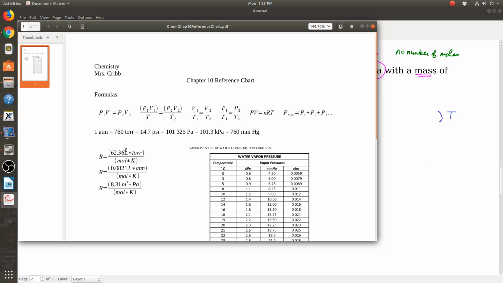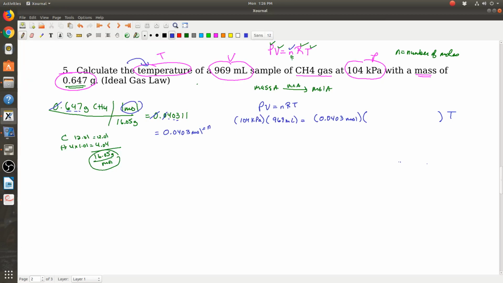I'm going to convert my milliliters to liters and my kilopascals to torr, and then I'll be able to use this R value. Now that's a little bit more complicated than you normally do, but I wanted to show you that it's possible, okay? So please follow along. All right, so instead of using kilopascals, I'm going to convert those to torr. So 104 kilopascals. There are 760 torr in how many kilopascals?